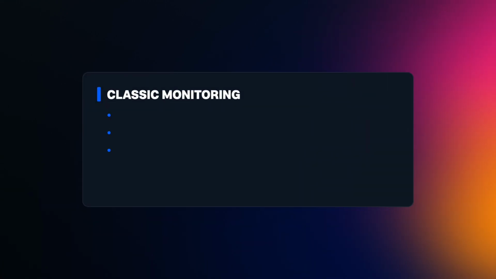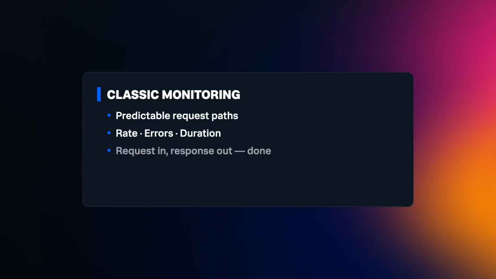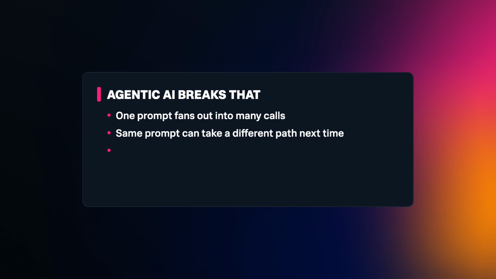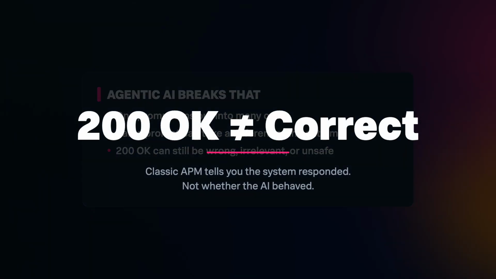For years, monitoring and observability were built around mostly predictable and deterministic request paths with standard red metrics. Agentic AI apps break that. A single user prompt fans out into an orchestrator, multiple agents, LLM calls, tool calls, and vector database lookups. The same prompt might take a different path the next time. Even though the request can succeed technically, the answer itself might be wrong, irrelevant, or unsafe. Classic APM tells you the system responded, but it doesn't tell you whether the AI behaved.